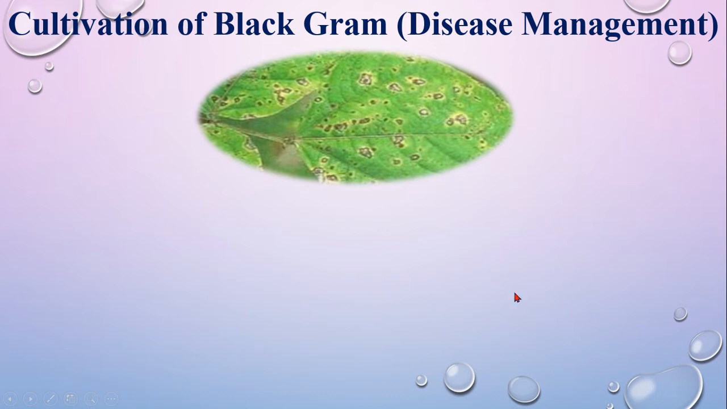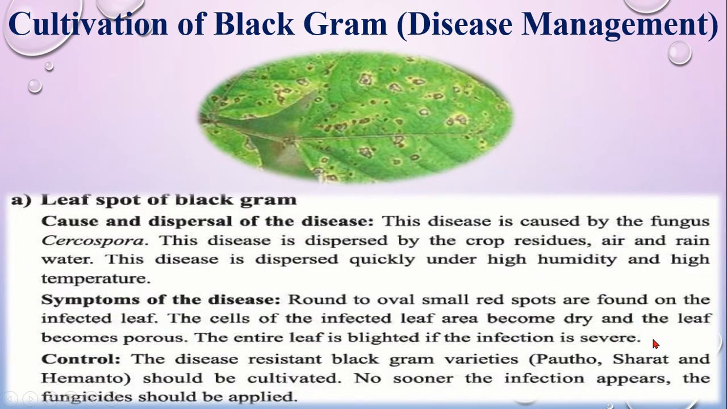This is the disease management, and I will explain now. First one is leaf spot of black gram. If you see the picture here, this is called the leaf spot, and the cause of this disease is a fungus, which is called Cercospora fungus, and this disease spreads through crop residues, air and water.